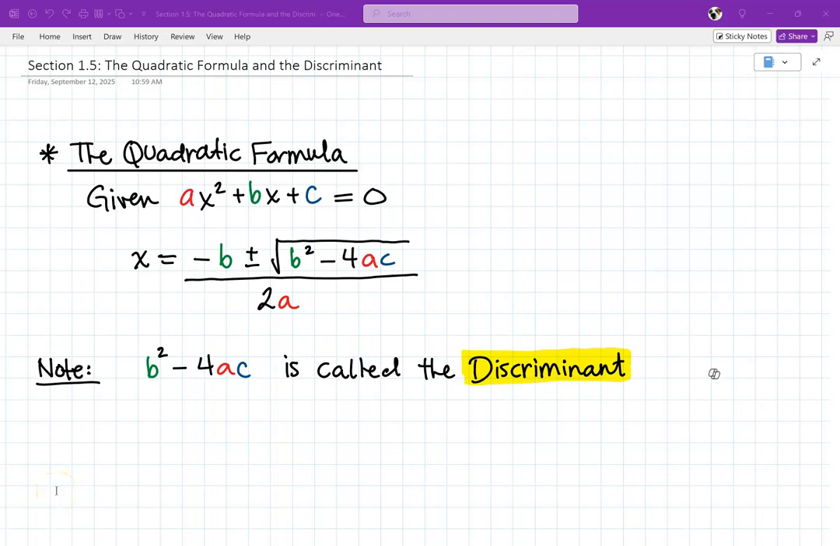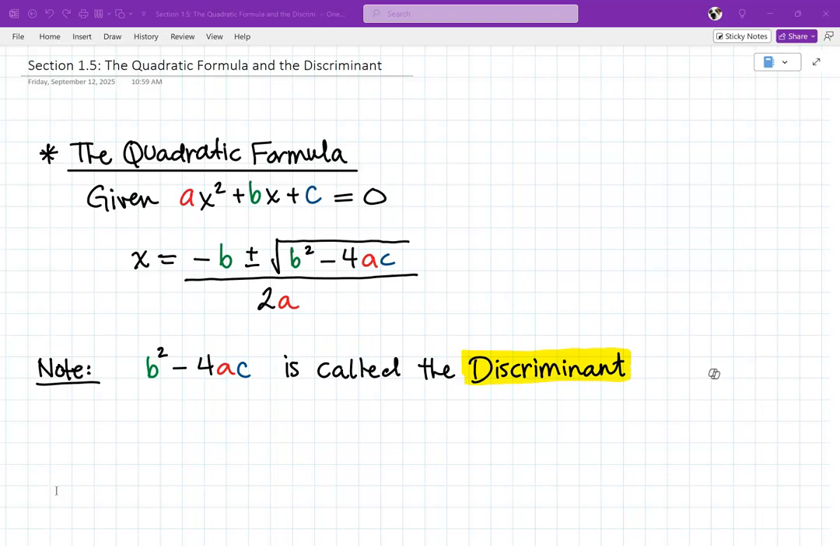Okay, so section 1.5 is called the quadratic formula and the discriminant. Now, the discriminant is actually found inside of the quadratic formula. It's the expression inside of the square root, the b squared minus 4ac. They call that the discriminant because it discriminates between types of answers. Does it have no answers, one answer, or two answers? It can discriminate between those three options, okay?